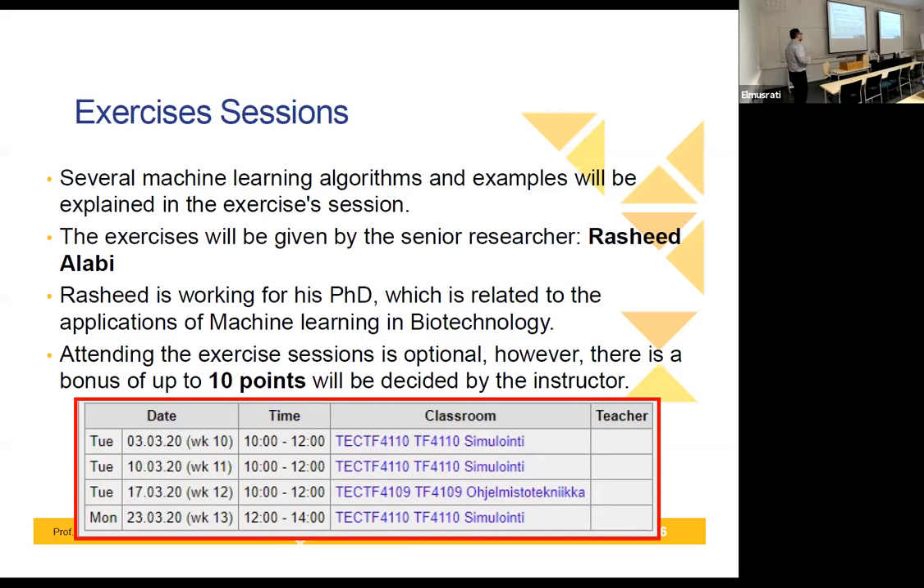It will be given by our senior researcher, Rashid Arabi. He's not here today, but next week he will be here, and he will give those sessions. Those are the timetable of the exercise sessions, and they will be given on the computer.